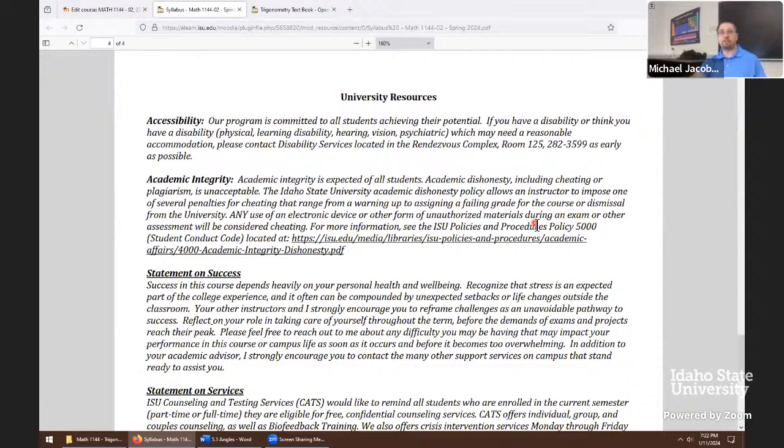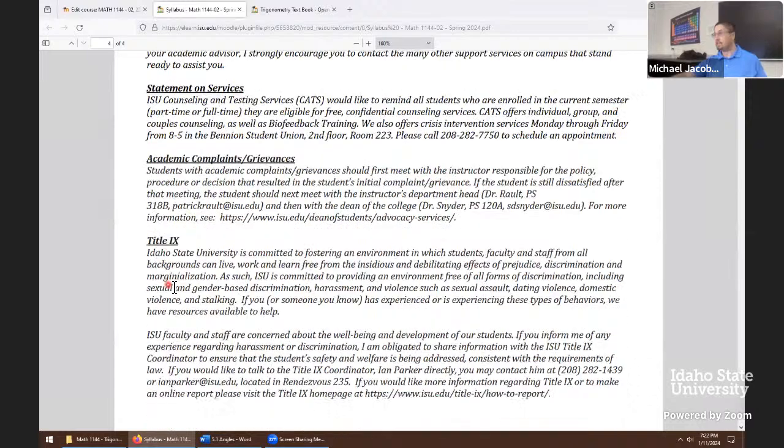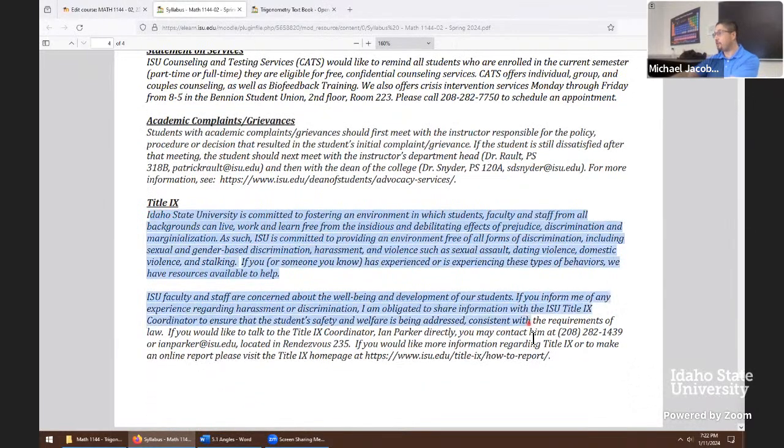Scrolling even further down below, this is all the university resources. I would encourage everyone to take a look at these pieces of material, especially if something looks unfamiliar. For example, if you've never heard of Title IX before, it's extremely important that you read all of the statements right here.